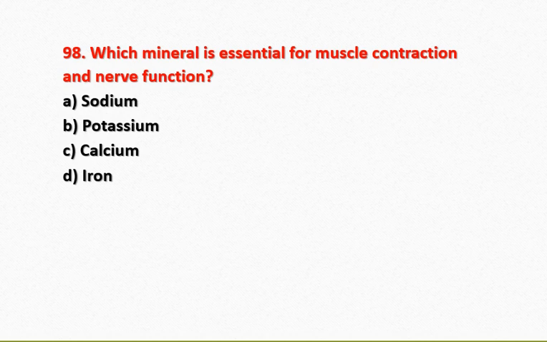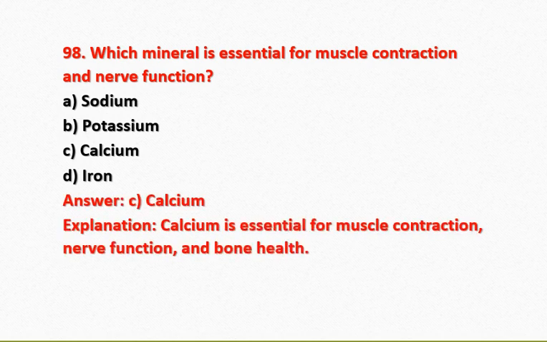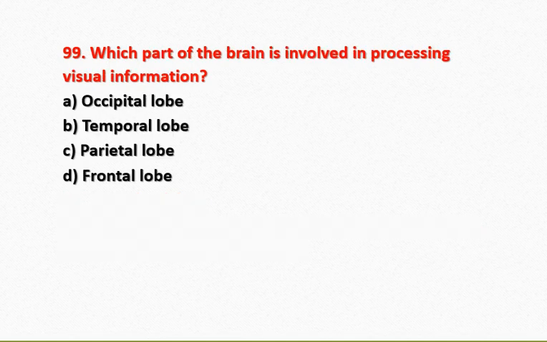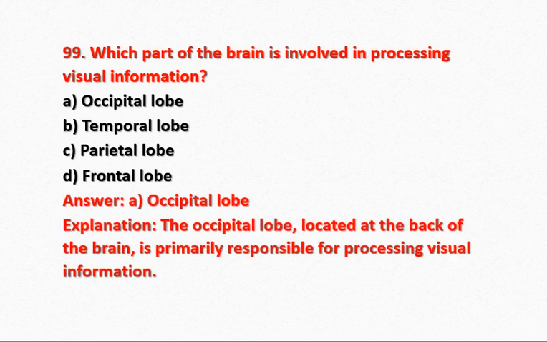Which mineral is essential for muscle contraction and nerve function? Correct answer is option C, calcium. Which part of the brain is involved in processing visual information? Correct answer is option A, occipital lobe.